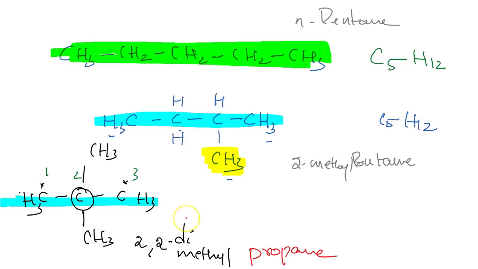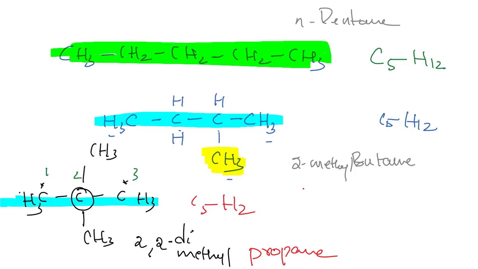But how do you check? Identify the formula. 1, 2, 3, 4, 5 carbons. How about hydrogens? 4 threes are 12. Yes, it is. It is an isomer of pentane, not propane. Fine. So these are 3 isomers.